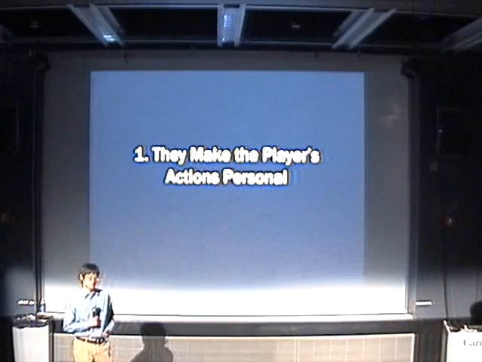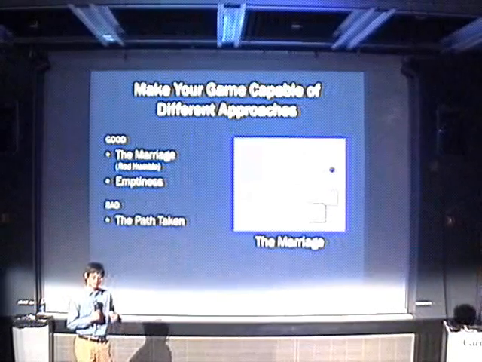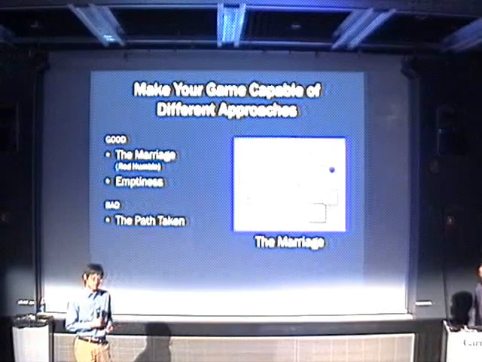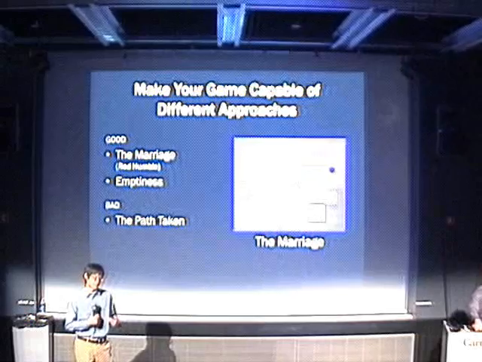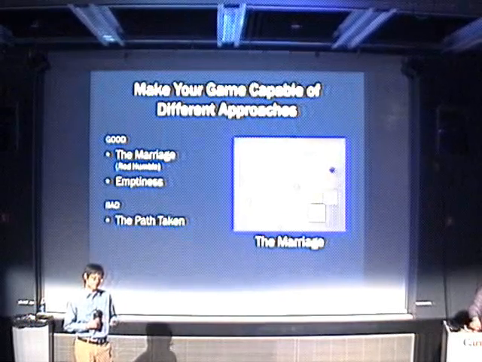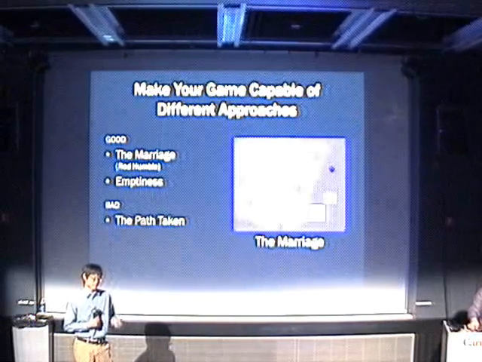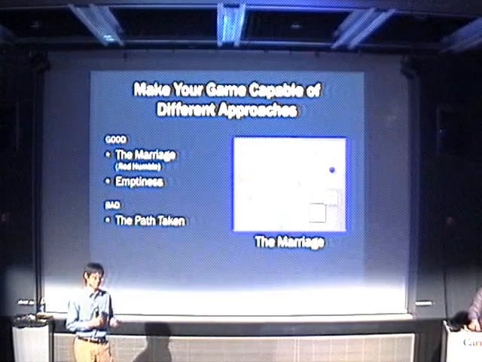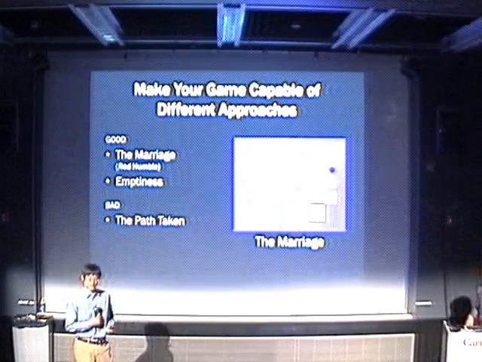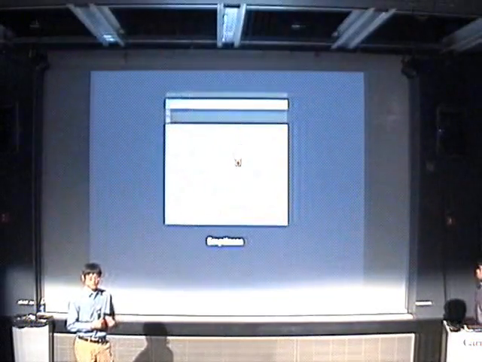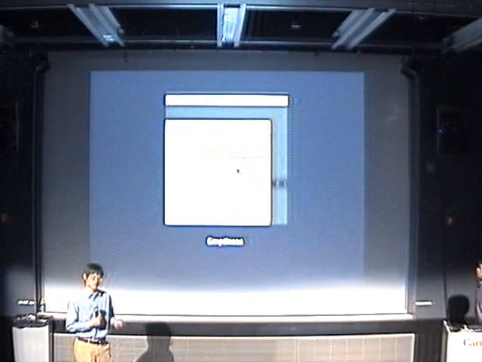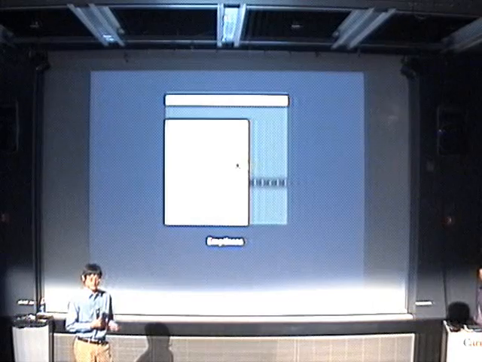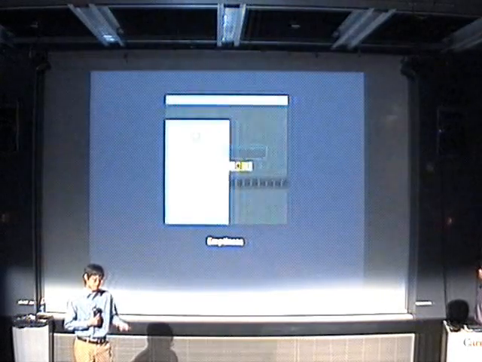So from a developer point of view, we feel that it makes your game capable of different approaches. In Rod Humble's The Marriage, the player can play through the system that sort of emulates the marriage, and they can play through different situations that can be expressed in the system that could represent different situations in the marriage. In Emptiness, a game I developed, you sort of control these friends, and they can help you get through certain obstacles like blocks, or eventually you could even push them down holes, but the player also has a choice not to do that.